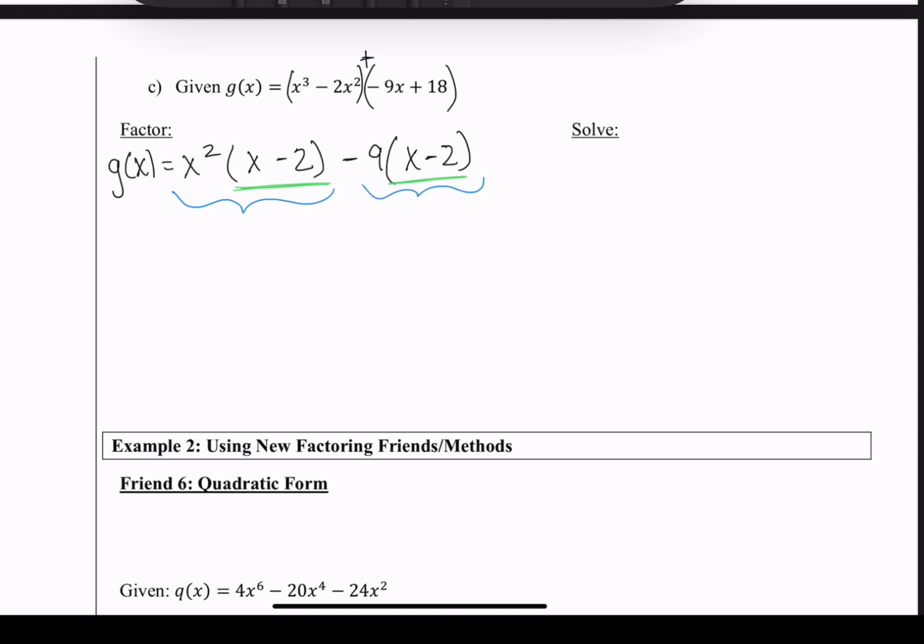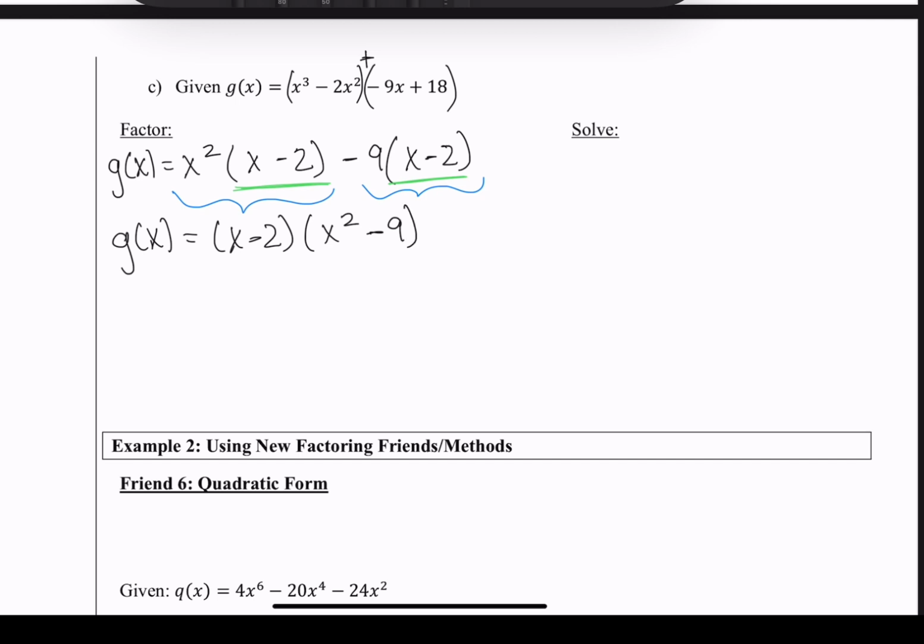Here's my second term. And in each of those terms, I have a common binomial factor, which I've underlined in green, that x minus 2. Well, I am going to factor out the x minus 2. And then I'm going to ask myself what's left. So I've just undistributed the x minus 2. X minus 2 times what gives me my first term? X squared. And x minus 2 times what gives me my second term? Negative 9.